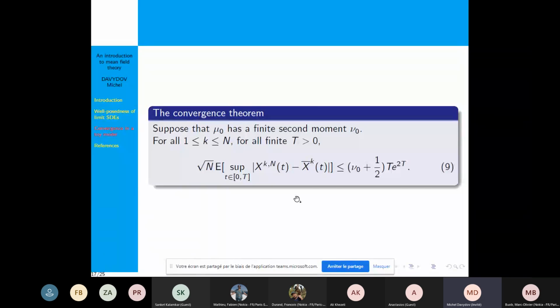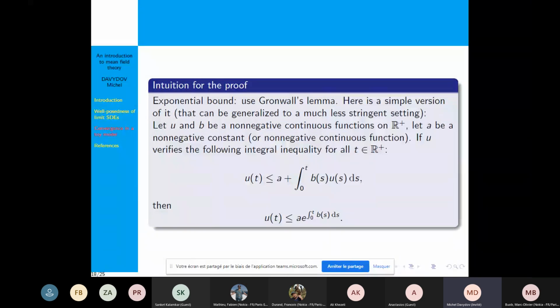Okay, so we're actually going to prove this almost completely. There's just one step where I'm going to assume something. I won't go into too much detail, but the intuition behind the proof is that since we are going to show an exponential bound, we're going to use Grunwald's lemma, which is one of the main tools for this kind of problem. Grunwald's lemma goes as follows. It basically says that if you have a differential inequality under some pretty general assumptions, you can integrate under the inequality.